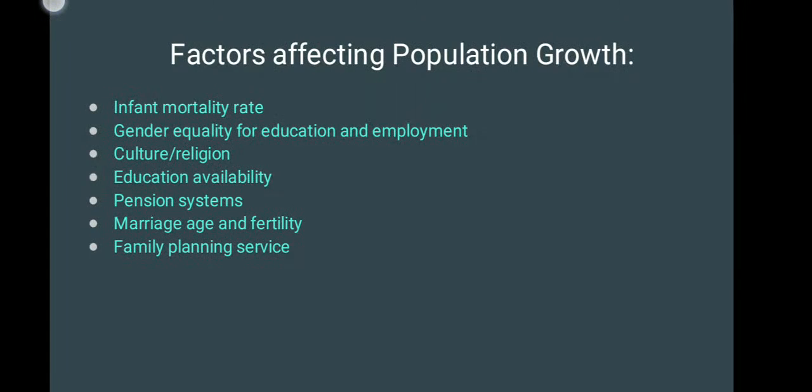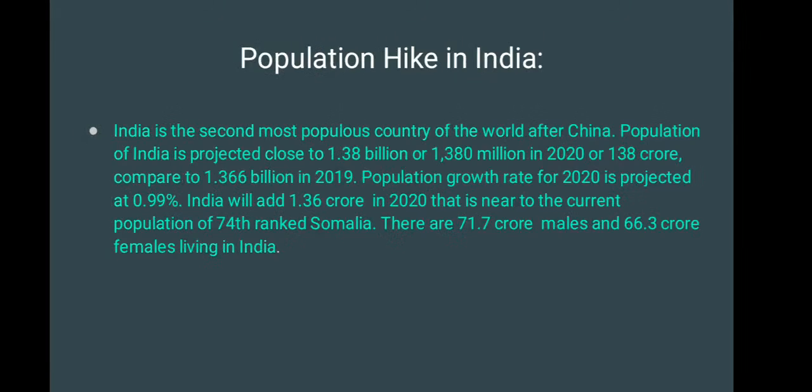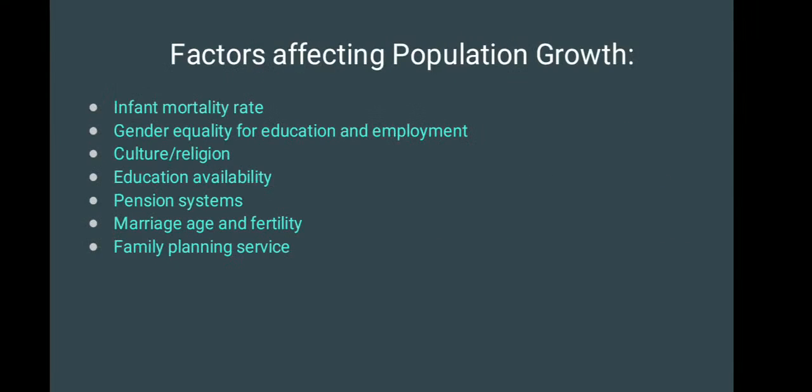If we see infant mortality rate, gender equality in education and employment, culture, religion, yes, it depends upon religion, educational availability, pension systems, yes. We can see that some people do not live in the country and die because of a lack of pension systems. Marriage age, infertility, yes, family planning services. We are going to discuss each and every point depending upon its factors.